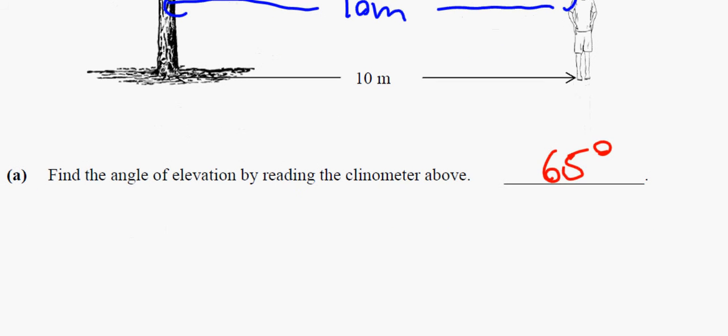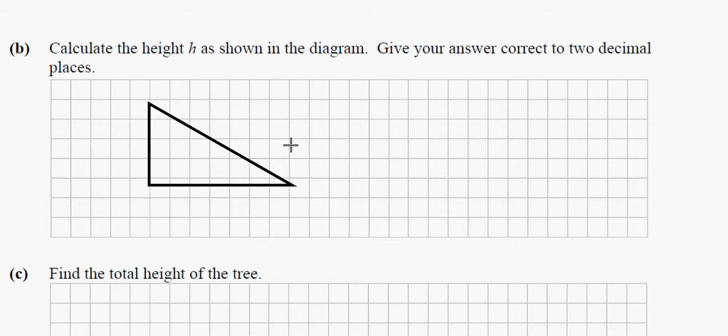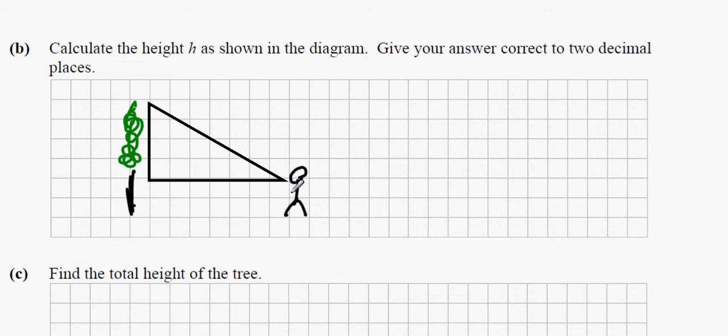Next one. Calculate the height h as shown in the diagram. Give your answer correct to 2 decimal places. Now, what we know about what just happened here was there's a right angle triangle. This here is the tree, or part of the tree. And then there's a certain part of the tree underneath his eyesight. Sean is here. Now what we know is that this is 65 degrees, and we know this here is 10 meters. And what we're looking to do is find the height h as shown.